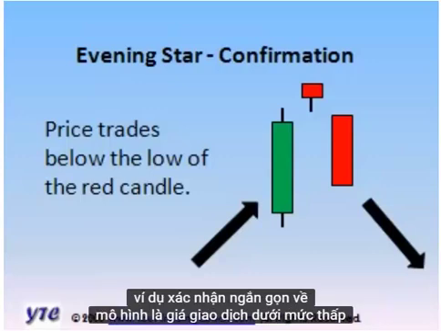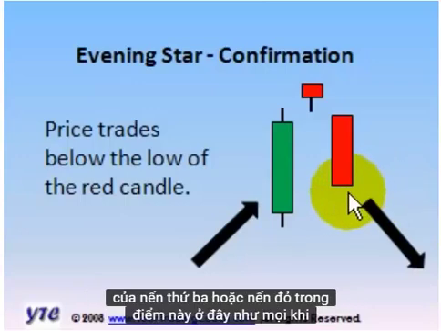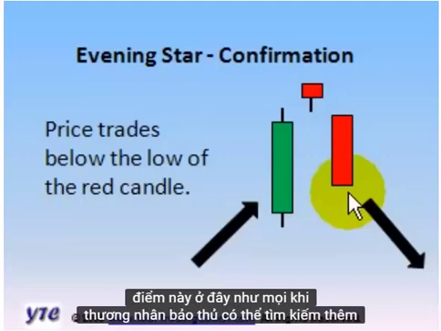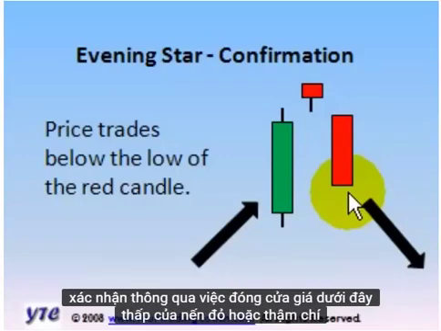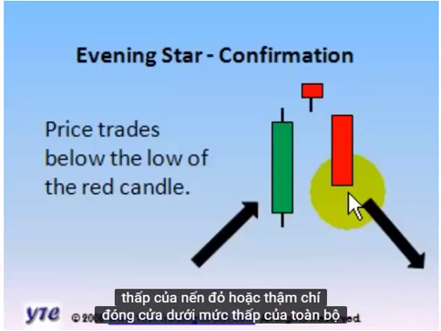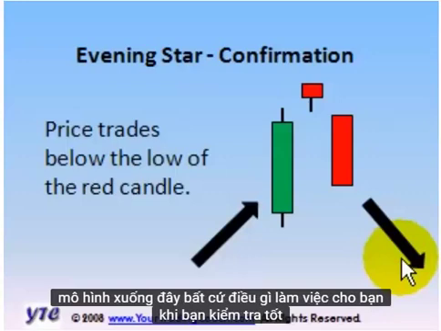Confirmation of the pattern is price trading below the low of the third candle, or the red candle in this point here. As always, more conservative traders may seek additional confirmation through price closing below the low of the red candle, or even closing below the low of the whole pattern down here. Whatever works for you in your testing is fine.